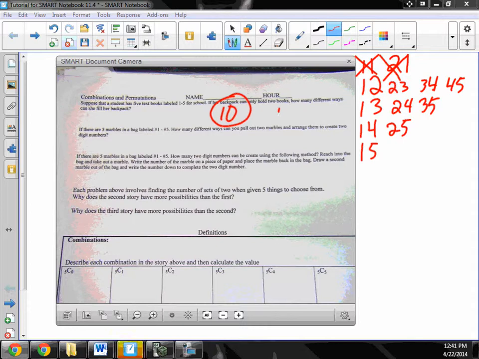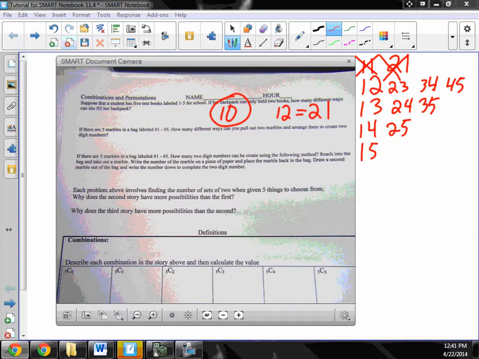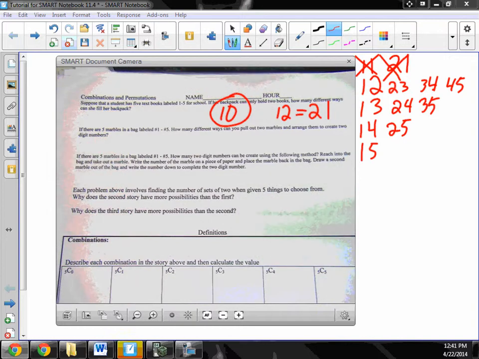And in this case, 12 is equal to 21. 12 and 21 are the same number. Because as long as book 1 and book 2 make it to school, we don't care how they got there, we don't care what order they showed up in, 12 and 21 are the same number. This is called a combination.